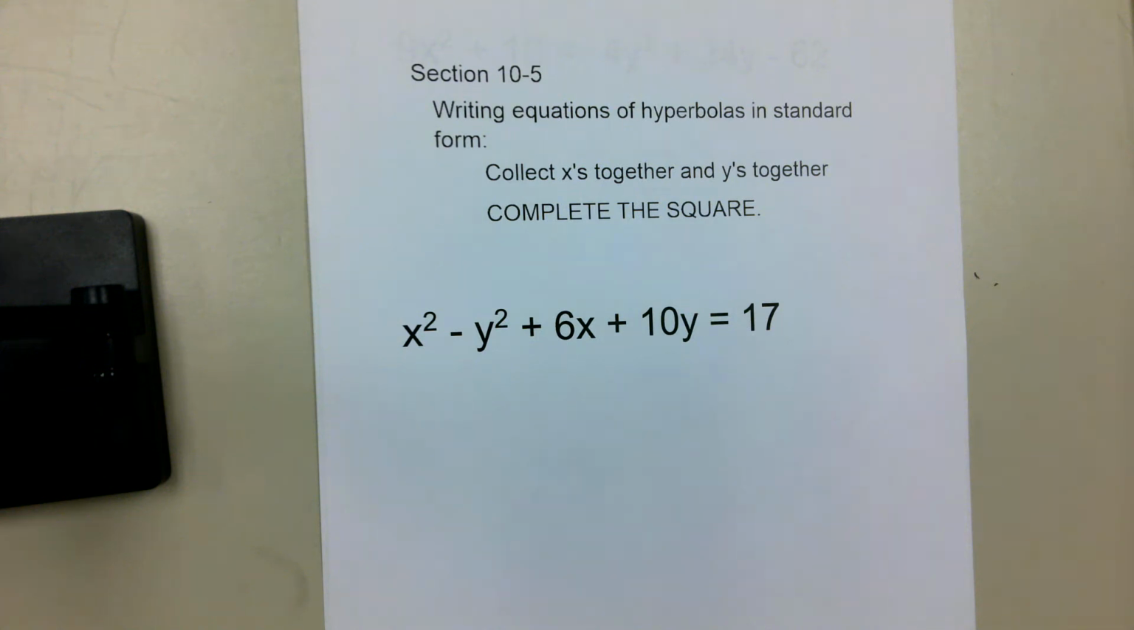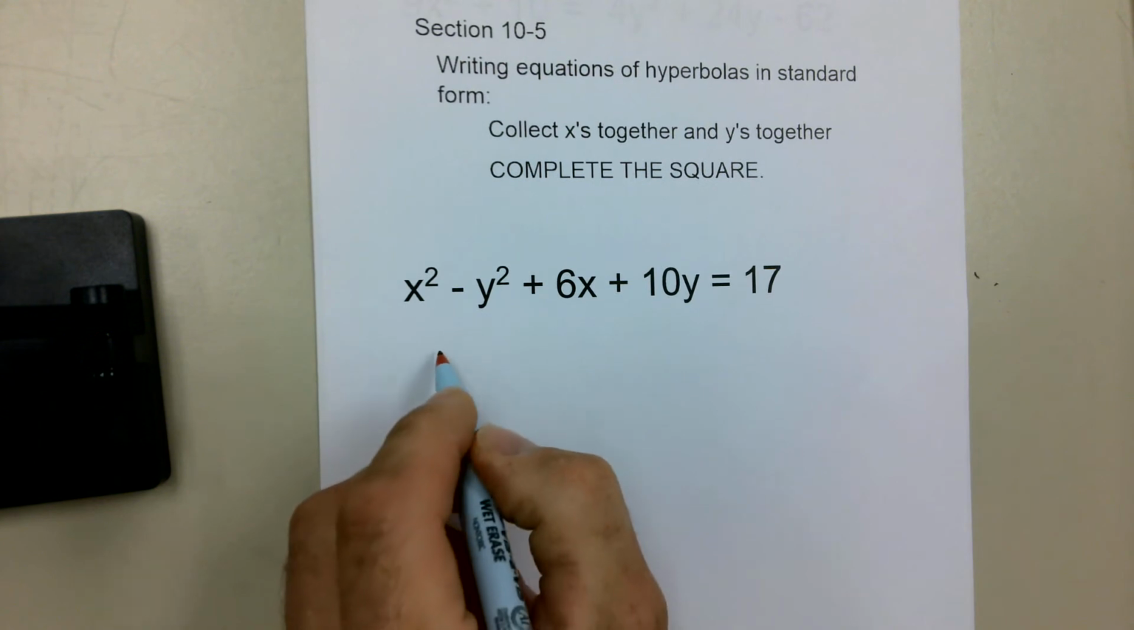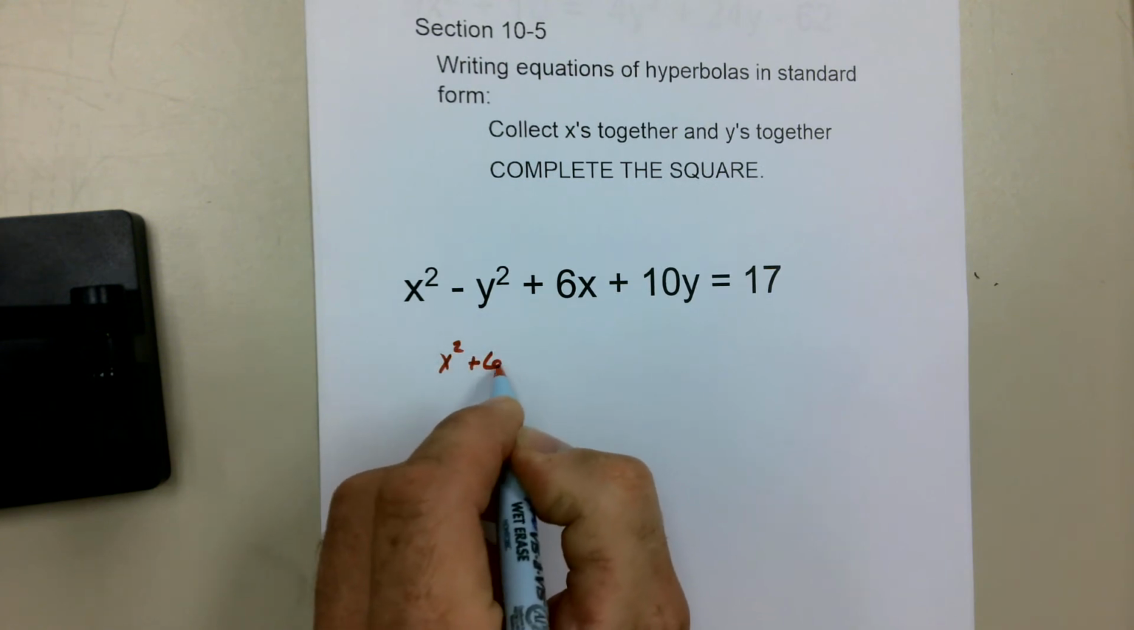Today I want to spend a little bit of time with writing equations of hyperbolas in standard form. So we've done this with all of our other conic sections. Today what I want to do is do it with the hyperbola, and basically we're going to collect all of our x's together, collect all of our y's together, and then we're going to complete the square with our x's and with the y's. Then we also want to get it equal to 1. So let's go ahead and start with our first example. Shouldn't take too long to go through this process.